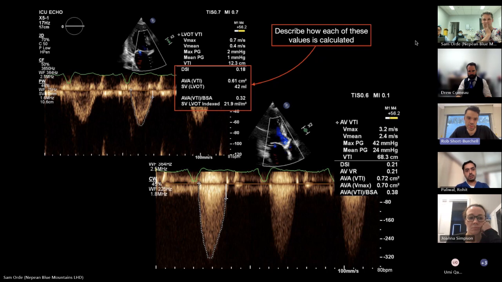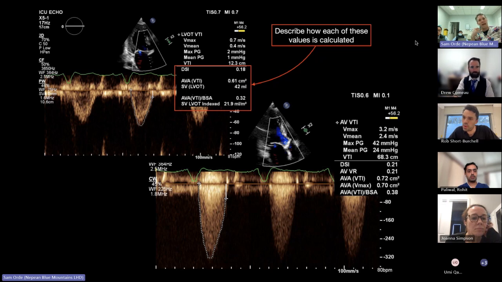The aortic valve area index is that same value divided by the body surface area, which is determined by the height and weight of the patient. And then likewise, the stroke volume index is the stroke volume divided by the body surface area. And excuse me, sorry, silly question.